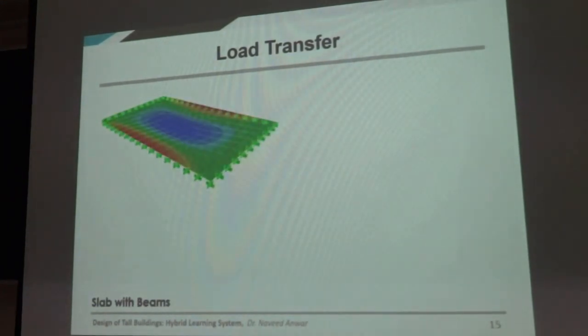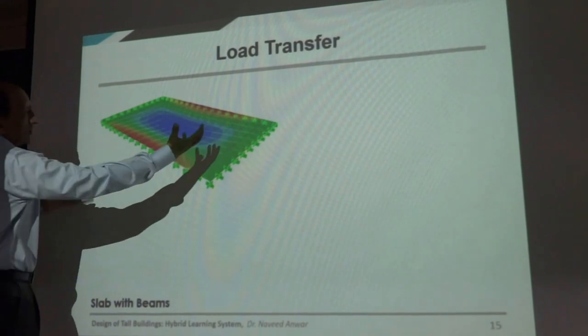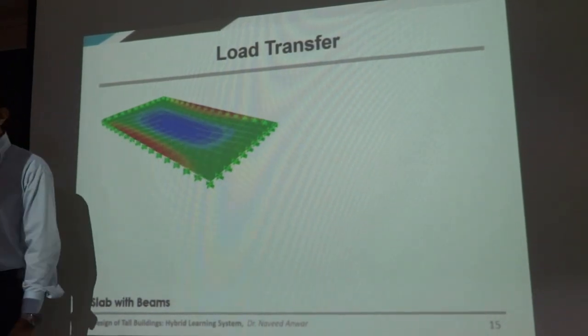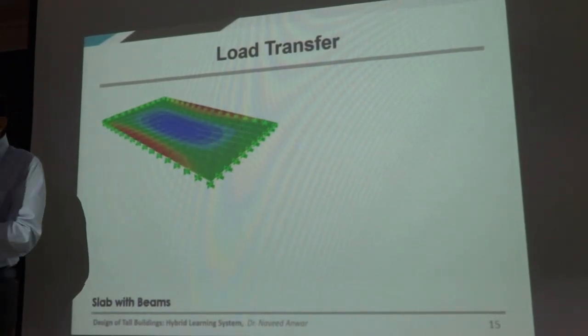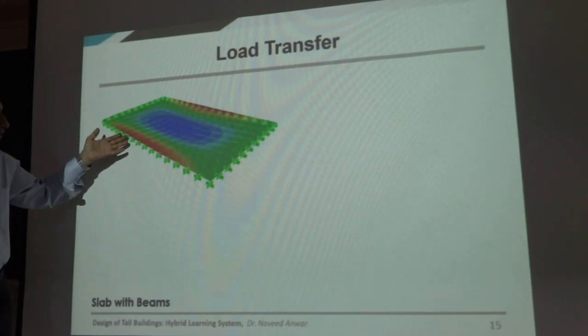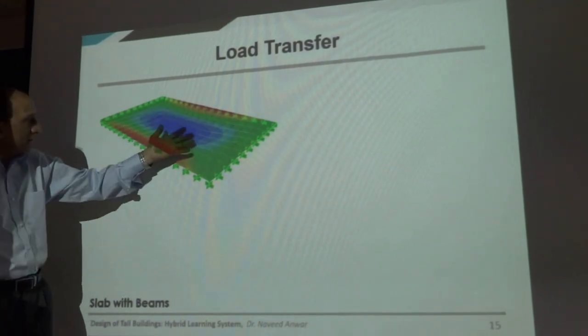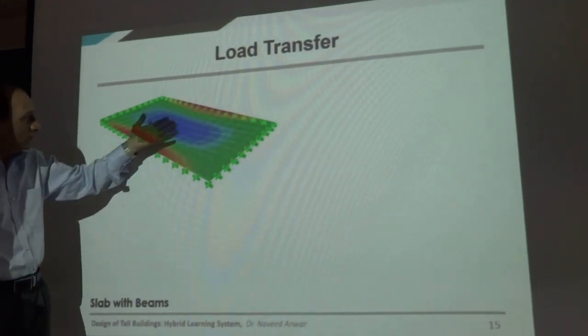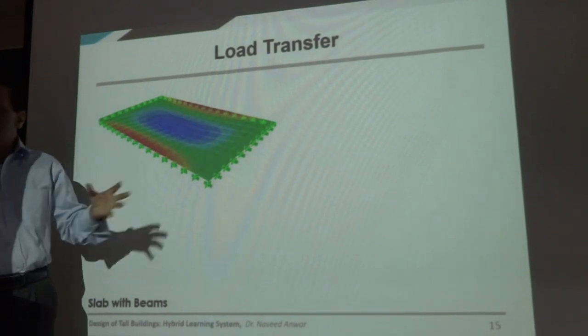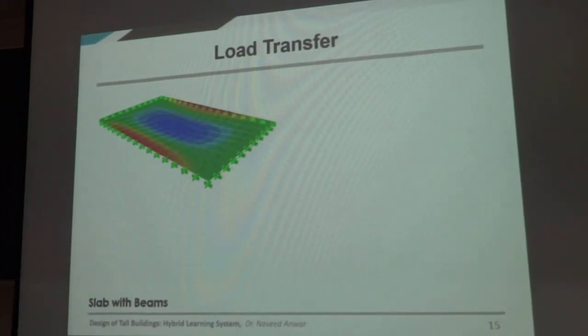So in this first case, you get this dish type of deformation, right? So the slab bends like this. It's a two-way action. There's a positive moment, and you get this dish type of shape. This is a two-way behavior. Depending on the aspect ratio, this shape will be different. So it's quite clear, it's simple.